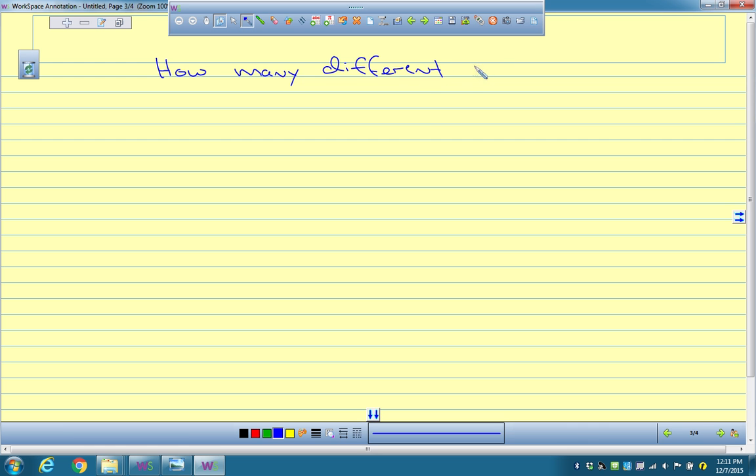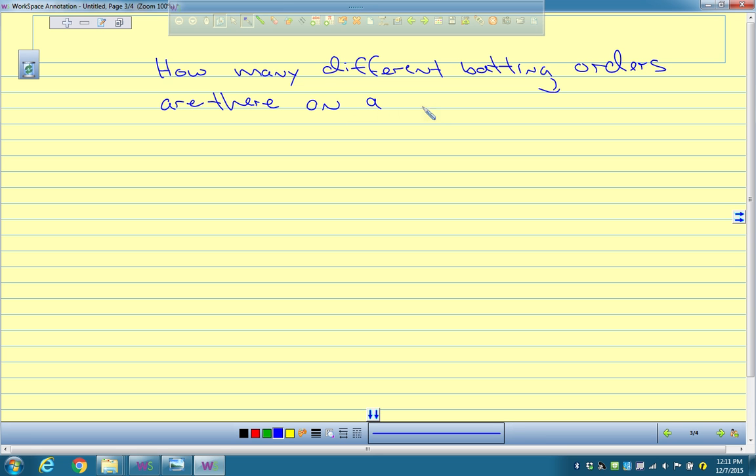How many different, you have to kind of be baseball literate, okay? Batting orders. Permutations we talked about, and probabilities we talked about this kind of stuff. How many different batting orders are there on a team of 15 players?